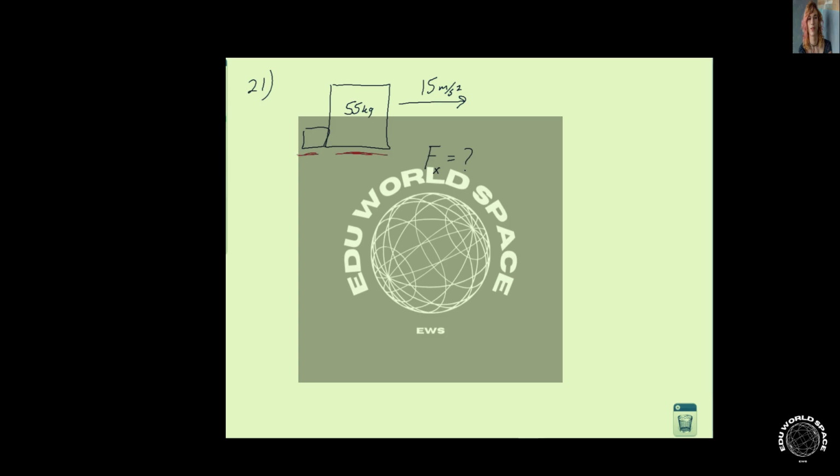All right, so the sprinter's 55 kilograms, and they can accelerate out of the block at 15 meters per second squared. So the first question is, what is the horizontal force acting on the sprinter? So going to Newton's second law, we've got the net force in the x direction is equal to m times the acceleration in the x direction. The sprinter is 55 kilograms. The acceleration is 15 meters per second squared. So we're looking at a net force in the x direction equal to 825 newtons.